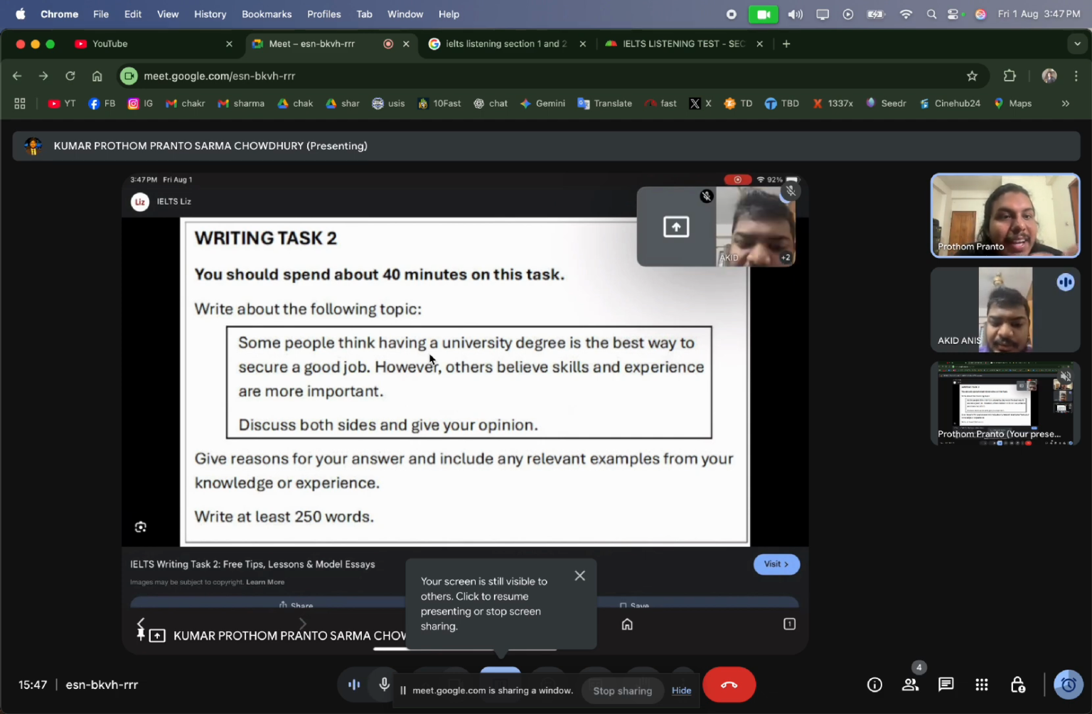You cannot write less than 250 words in task two. And for task one, you cannot write less than 150 words. You can write 200 words for task one. You can write 350 for task two. So there is no cap? They will not say you're not allowed to write up to 500 words, right?